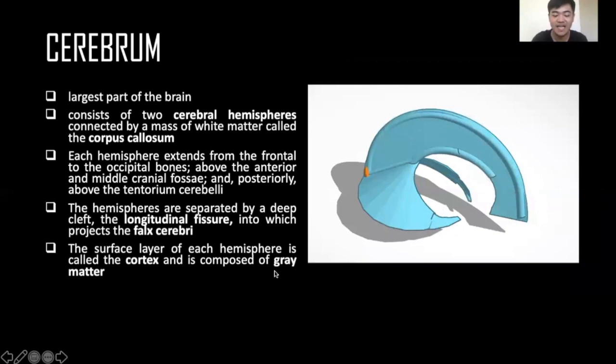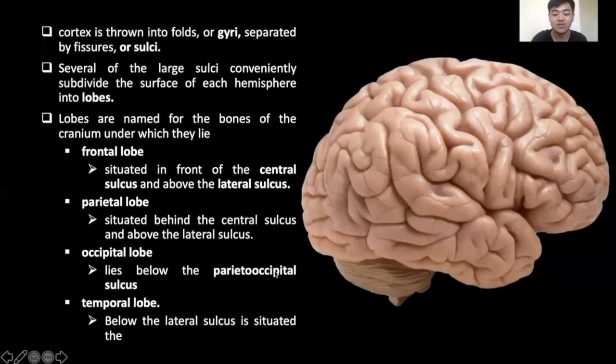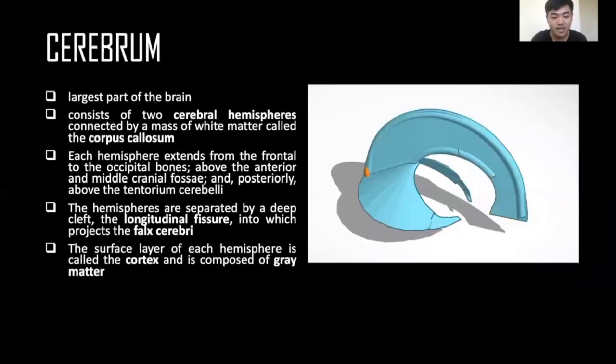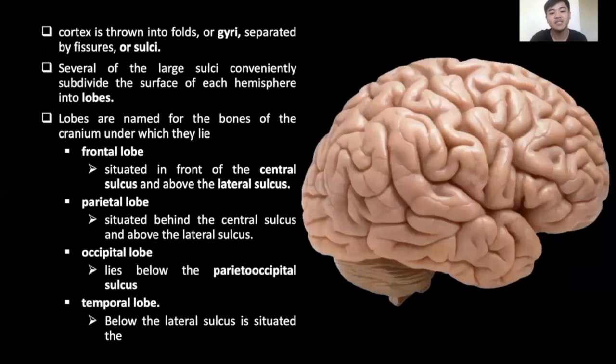The surface layer of each hemisphere is called the cortex and is composed of gray matter. The cortex is thrown into folds or gyri separated by fissures or sulci, as you can appreciate here in our example of a human brain. Several of the large sulci conveniently subdivide the surface of each hemisphere into lobes. Our lobes are named for the bones of the cranium under which they lie.